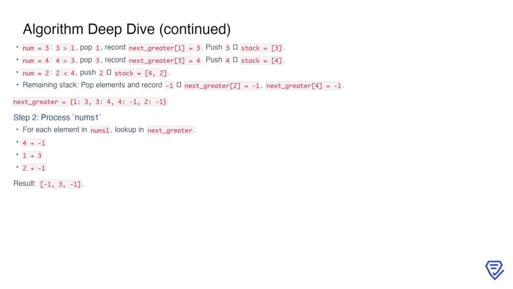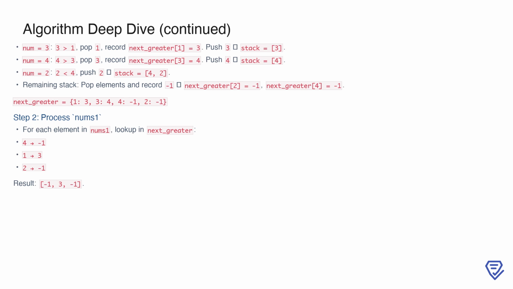Let's walk through the example with nums1 equals 4, 1, 2, and nums2 equals 1, 3, 4, 2. First, we pre-process nums2. We start with an empty stack and hash map. For number equals 1, the stack is empty, so we push 1. Next, for number equals 3, since 3 is greater than 1, we pop 1 from the stack and record next_greater[1] equals 3. We then push 3 onto the stack. For number equals 4, 4 is greater than 3, so we pop 3 and record next_greater[3] equals 4. We then push 4 onto the stack.